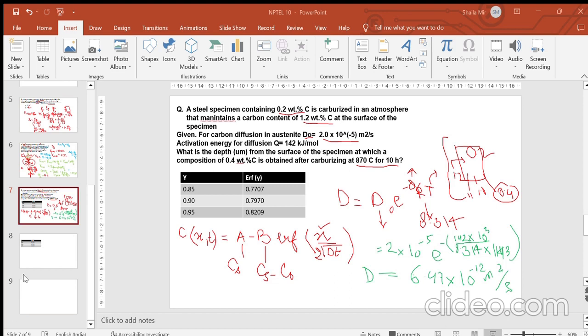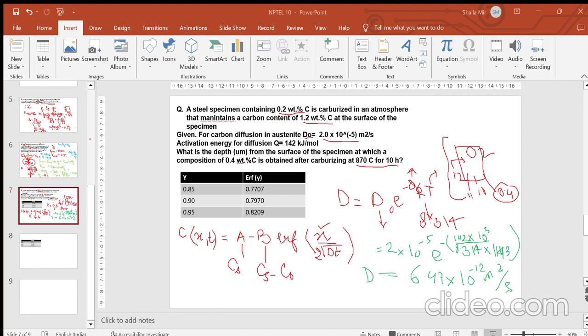We will write down 0.4, your concentration that you want to achieve, equals the surface concentration of, say for example, 1.2, because that is what we started with, plus we have Cs minus C naught, that is surface concentration 1.2 minus the bulk concentration, that was 0.2, into ERF of X, that is what we have to find, divided by 2 under root of D into T. So you know the value of D and T, you just have to put the values of D and T here.